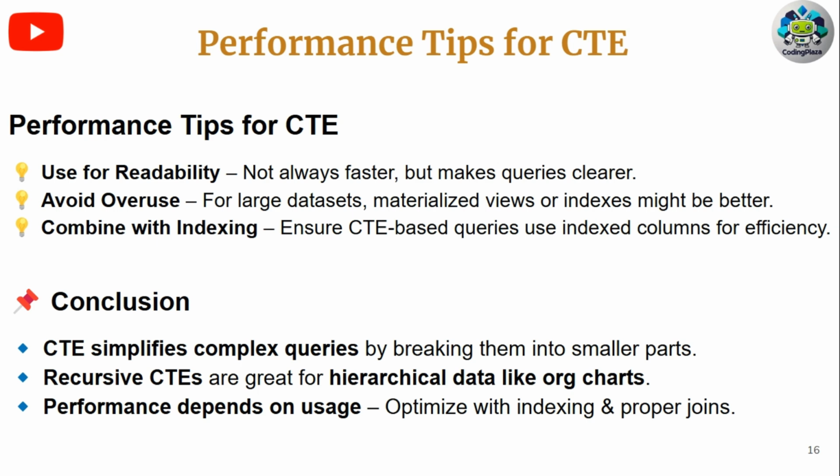For large data sets, materialized views or indexes might be better. Overuse means, for example, I have written it for one single table, or one or two tables. It doesn't look that tedious, right? So why do we have to use this? For large data sets, like if you are handling millions of records, 10,000 records, 20,000 records, in that situation it will be much clearer, because there you will use a lot of logic. So in that situation, you can use this.